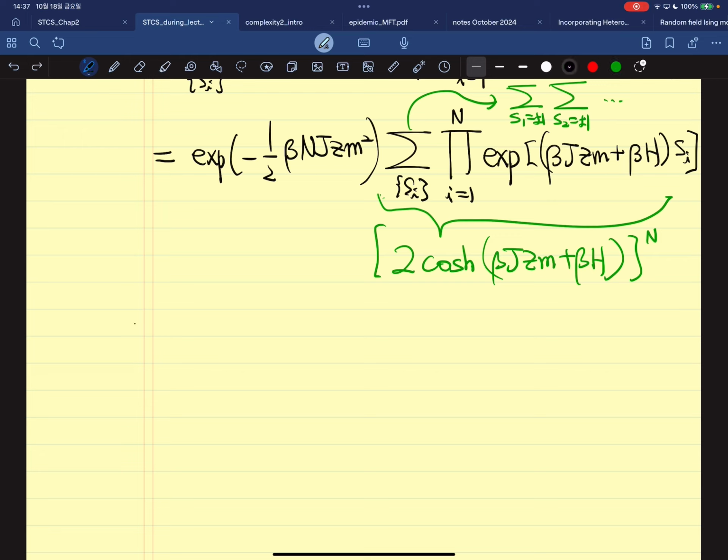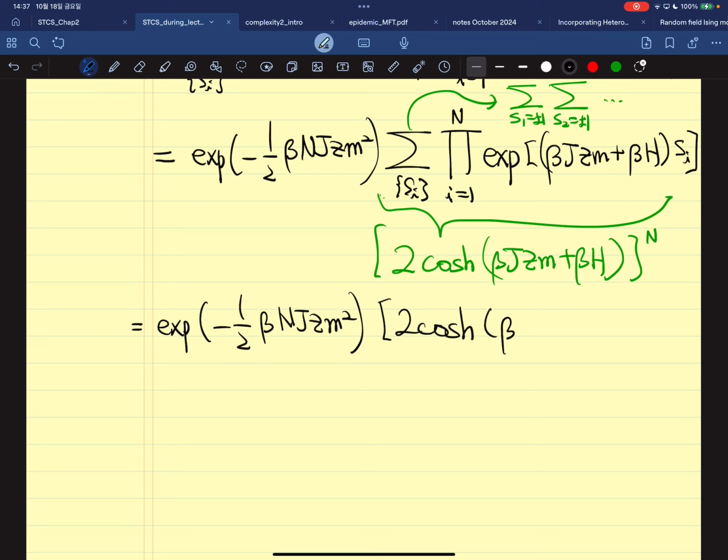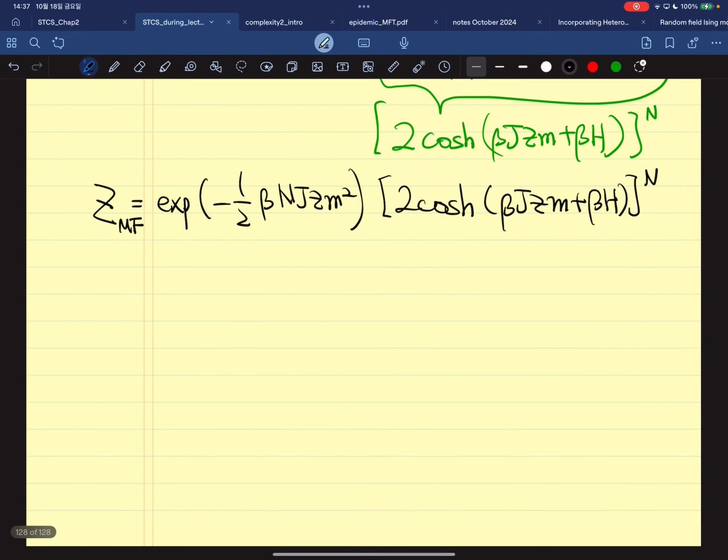So finally, we can write this as an exponential of this, and twice the hyperbolic cosine of beta h to the power of n. So this is the mean field partition function of the Ising model, the mean field Ising model.